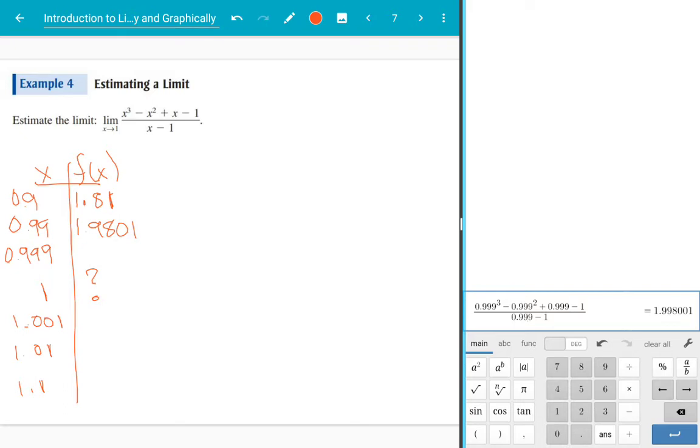So I get 1.998. So again, from the left-hand side here, it looks like it's going to get closer and closer to the value of 2. Now let's work in the other direction.